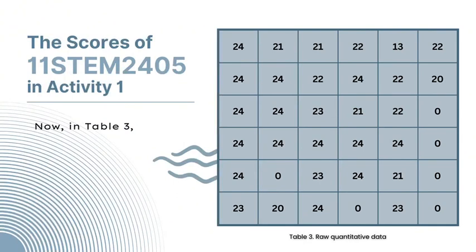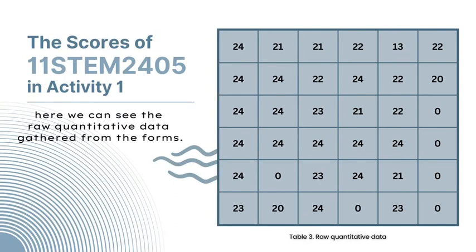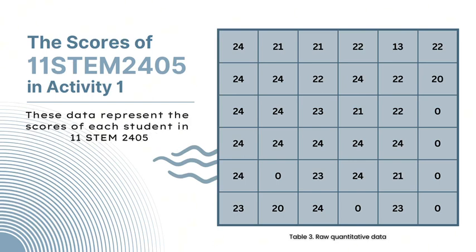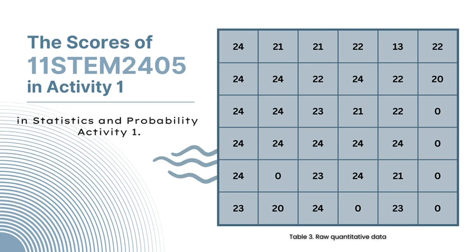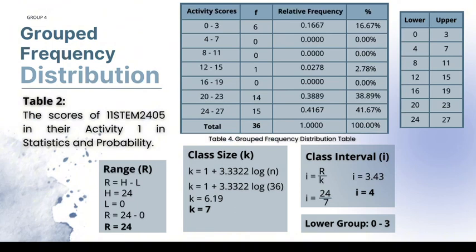Now, in Table 3, here we can see the raw quantitative data gathered from the forms. These data represent the scores of each student in 11 STEM 2405 in Statistics and Probability Activity 1. So here in our slide, we can see the group frequency distribution table, which is calculated from the range and the class size, as well as the class interval.